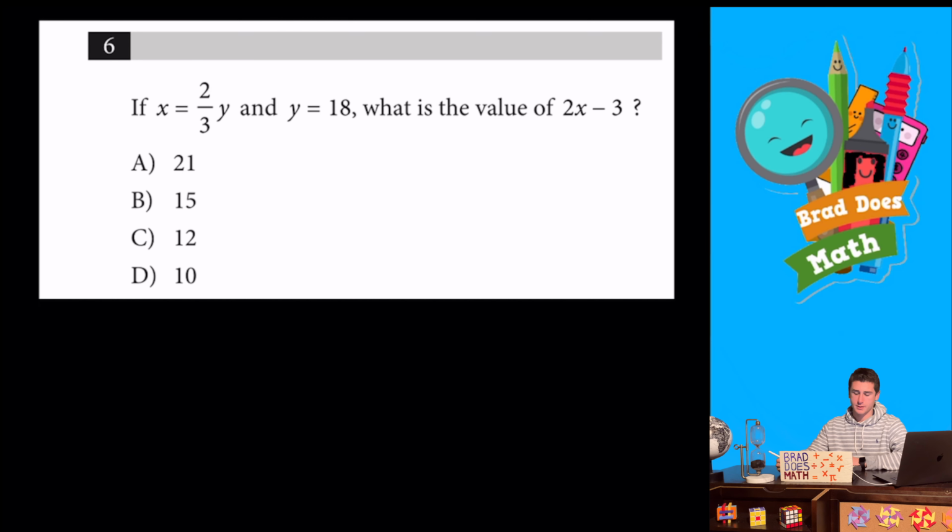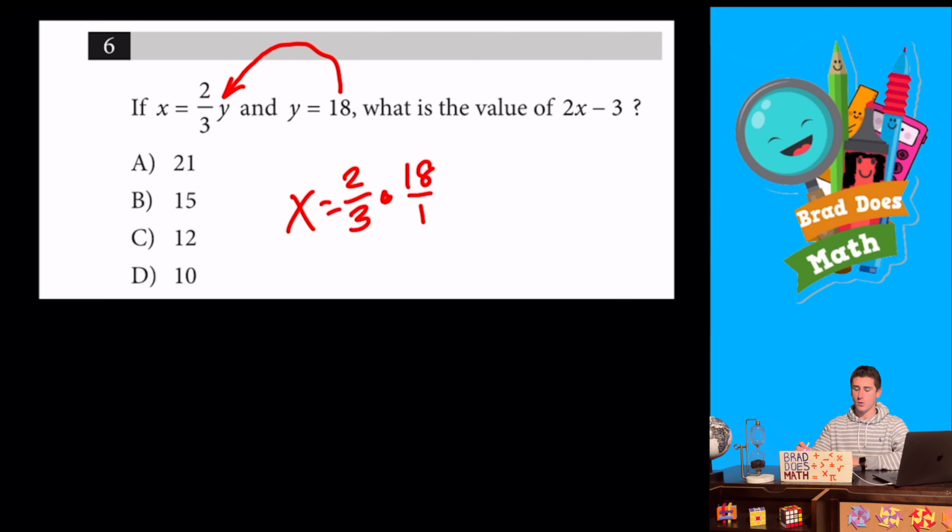Okay, number 6. If x equals 2/3 y and y equals 18, what's the value of 2x minus 3? We should be very comfortable substituting in values into other equations. X is just 2/3 times 18 over 1. Now, we could just multiply straight across. I like to cancel stuff on the bottom and top. So divide those both by 3, and we get 12.